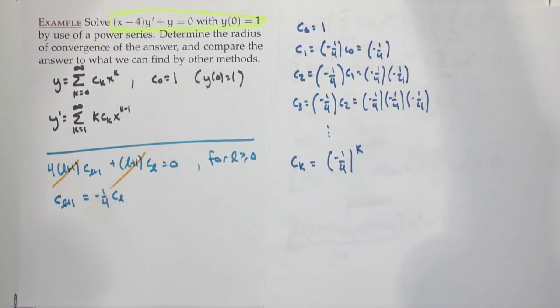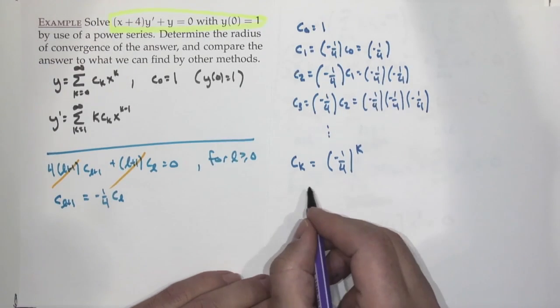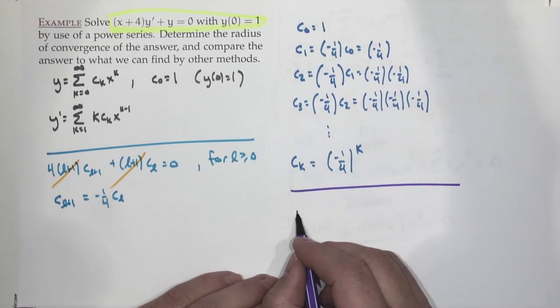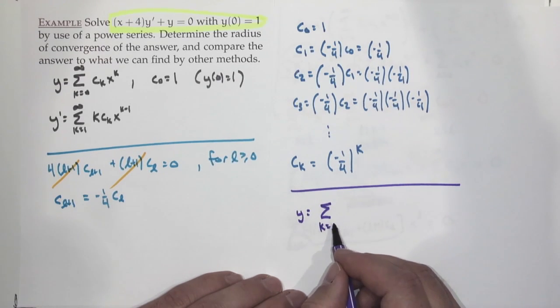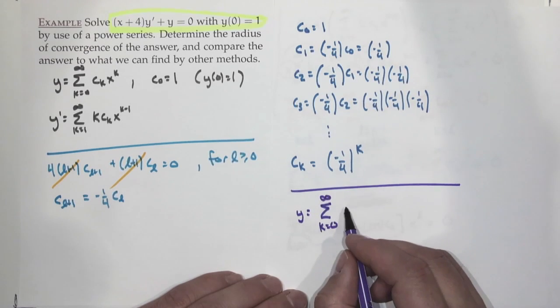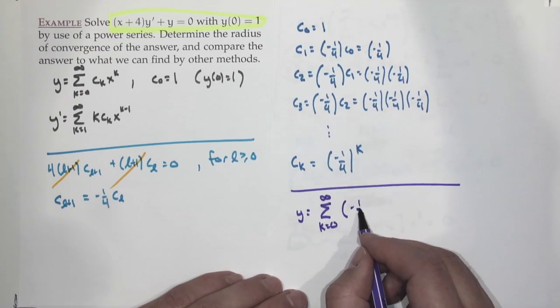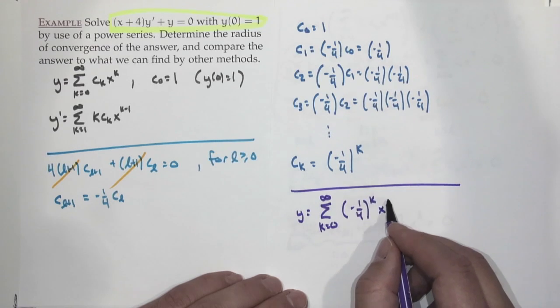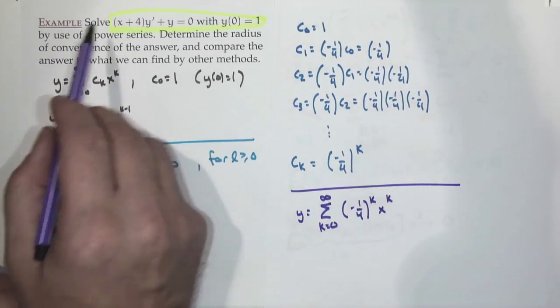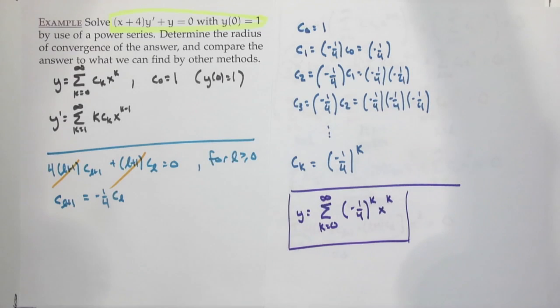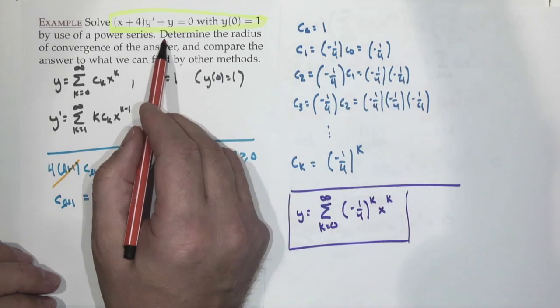All right, cool. So now we say that's our pattern. Our solution is y is the sum from k equals 0 to infinity of our -1/4 to the k, x to the k. Okay, so this is our solution by a power series. Now we can go to our next question.